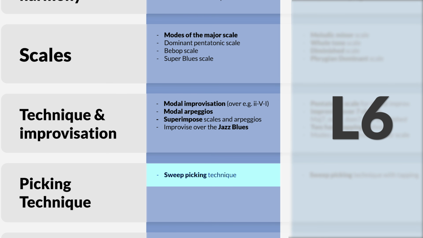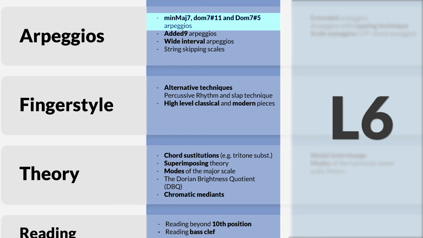At last, there it is, sweep picking technique. One of the most demanding techniques for guitar is kept for this level. For the arpeggios, you progress to the minor major 7, augmented dominant and added 9 arpeggios, and also wider interval arpeggios and string skipping scale arpeggios.